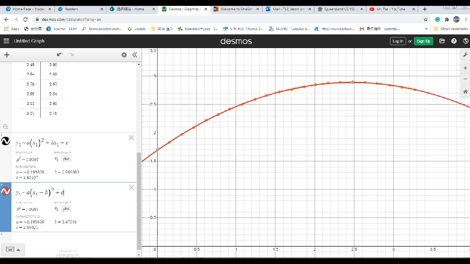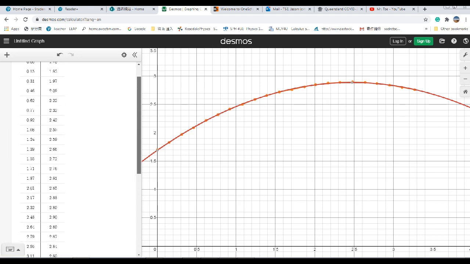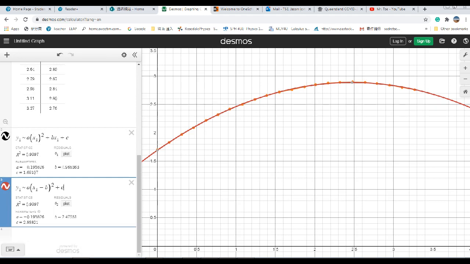But they give you a different set of parameters. A is the same, but B and C are different, because right now B and C become the vertex of the quadratic graph, so that's why they're different. So from the same set of data, you can get the general form with three parameters all calculated, and also you can get the vertex form, again calculating three parameters.